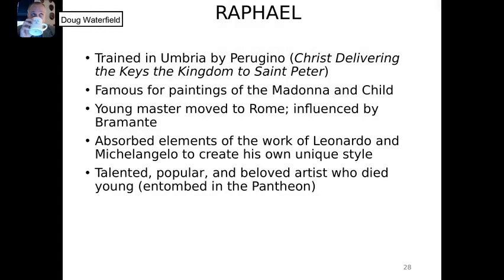Next, we're going to look at the work of Raffaello Sanzio, aka Raphael. He was trained in Umbria by the painter Perugino, and you'll remember his painting Christ delivering the keys to the kingdom to St. Peter, which had that utopian city in the background. Of the two personality types, one being the kind of loner artist that didn't really get along well with people, we classify Leonardo and Michelangelo.